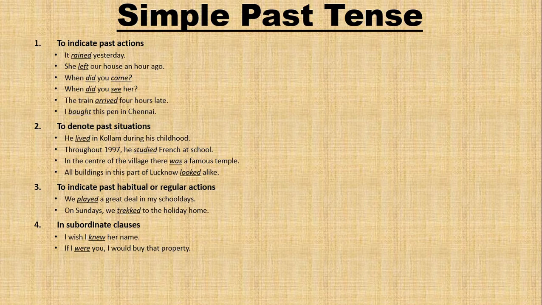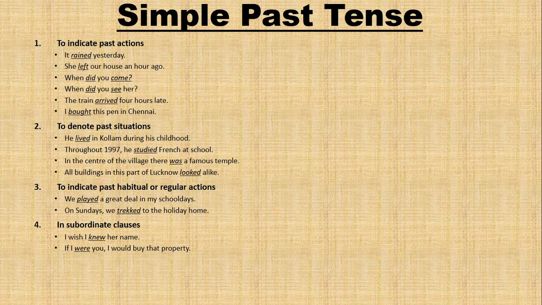So, I wish I knew her name. This person wished that that person knew her name. Because that person doesn't know that name, that is why it becomes a subordinate clause. Wish, it is desirable. Okay? So, knew becomes the simple past tense.